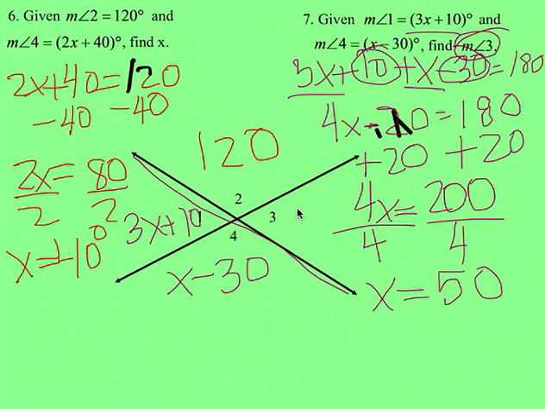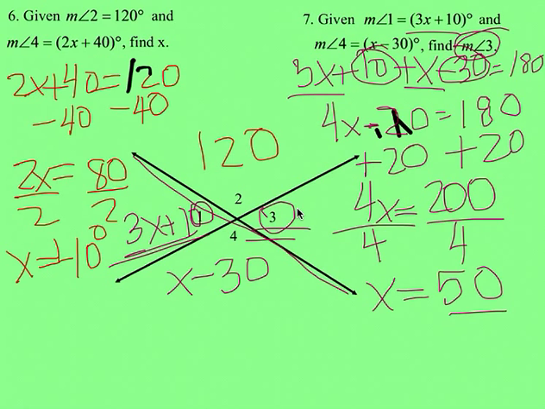Okay, so first thing I need to do in order to find the measure of angle 3 is I need to see if it's related to anything. Well, I notice that angle 3 is sitting across from angle 1. So those two guys are, in fact, vertical angles. So since they're vertical angles, the measure of angle 1 is the measure of angle 3.